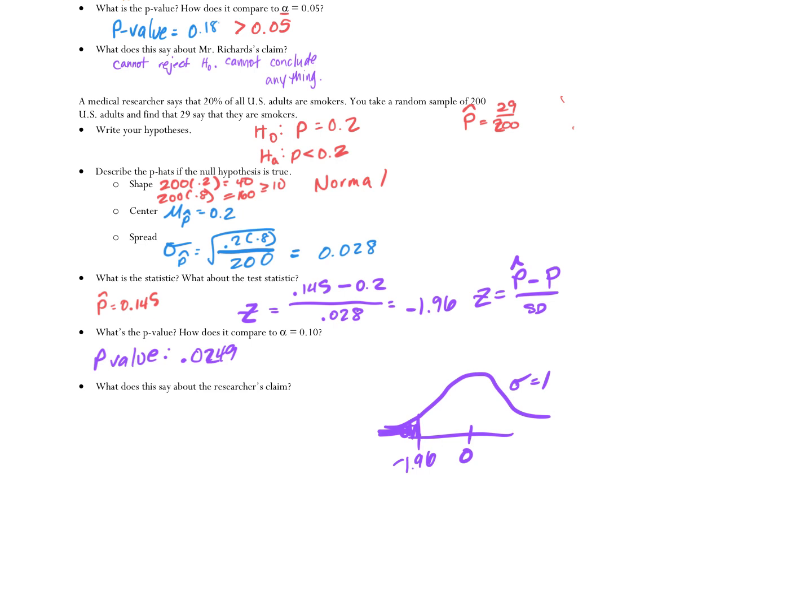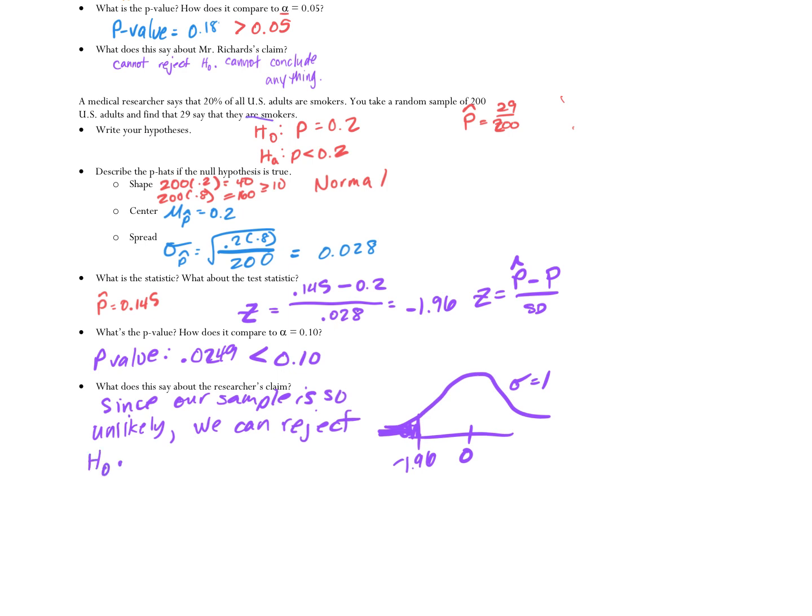How does that compare? So this time I'm telling you to compare that to a different value for alpha, 0.10. How does this number compare to 0.1? It's less than. What that's basically saying is our sample is unlikely enough that we can reject the null hypothesis.